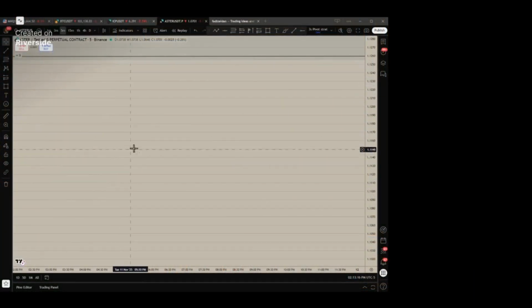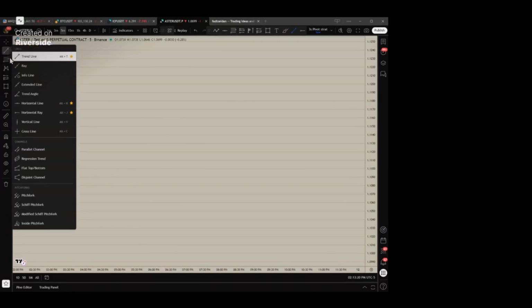So I'll just explain real quick what an order block is, since you have no clue what it is. Let me just draw it real quick because that's easier for everybody to understand. Let's just start off with a chart.